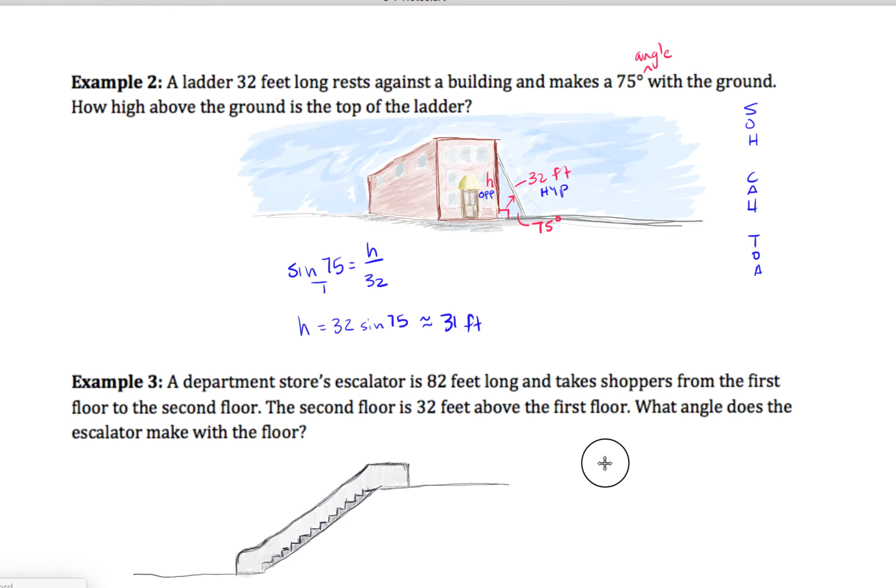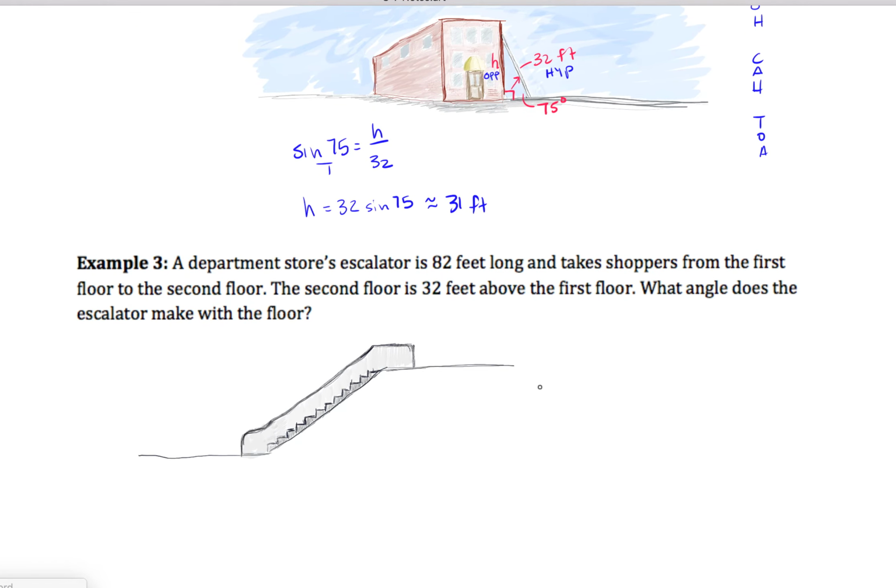Lastly, we got example 3 right here. And this one says a department store's escalator is 82 feet long and takes shoppers from the first floor to the second floor. The second floor is 32 feet above the first floor. What angle does the escalator make with the floor?